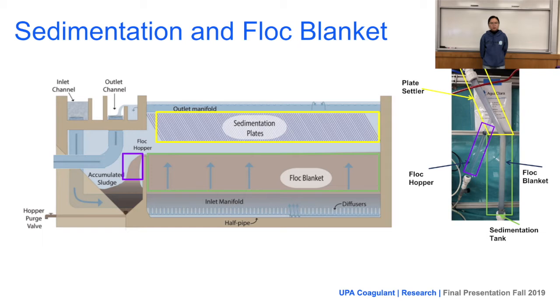So in the lab, we are using a tube settler, which is a model of a full-size sedimentation tank. The tube settler has a floc hopper to help maintain a constant floc blanket height, and a plate settler to give the flocs more time to settle.